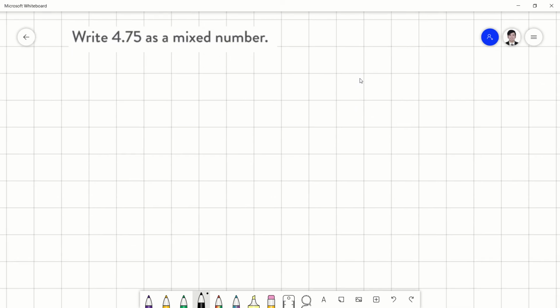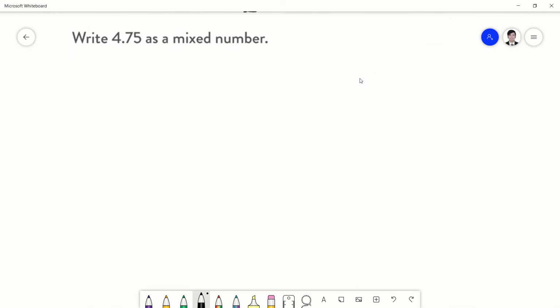Let's try another example. Let's write 4.75 as a mixed number, or you can read it as 4 and 75 hundredths. So 4 is our integer, and 0.75 is our decimal. So that would be 4 plus 0.75, which is in the hundredths place. That means the denominator is 100 and 75 on top.